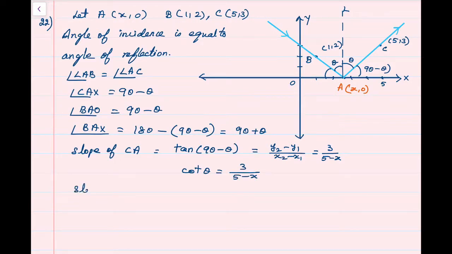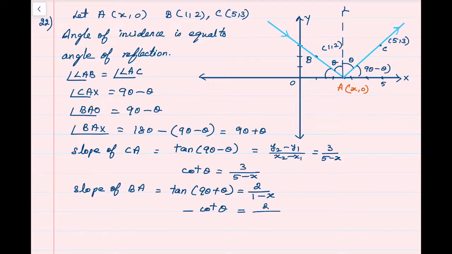Now similarly, we will find slope of BA, and BA makes an angle of 90 plus theta with the positive direction of x-axis. Tan of 90 plus theta is the slope. We will equate it to the slope using the 2 points B and A: (2 minus 0) divided by (1 minus x), and tan(90 plus theta) is minus cot theta. 90 plus theta is a second quadrant angle. Therefore, cot theta is minus 2 divided by (1 minus x).